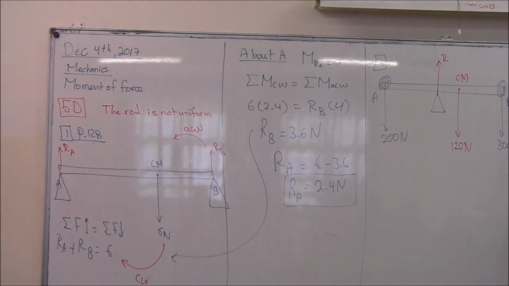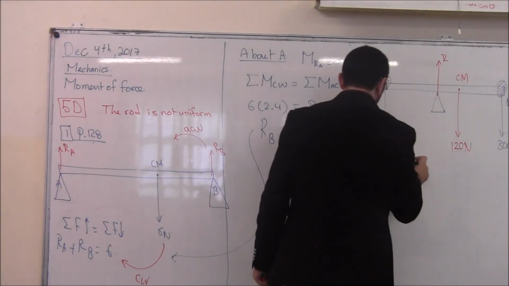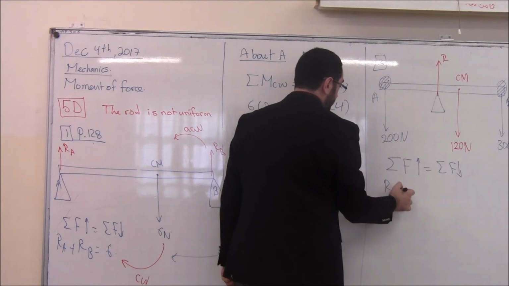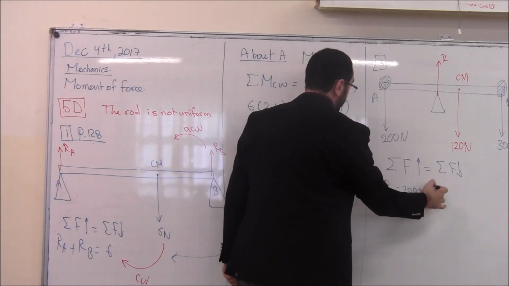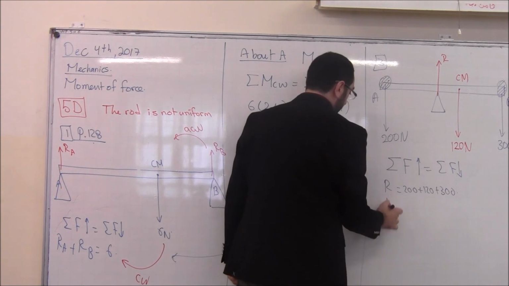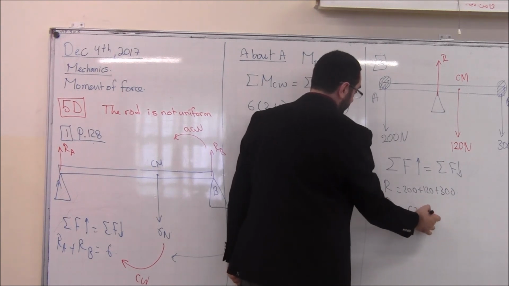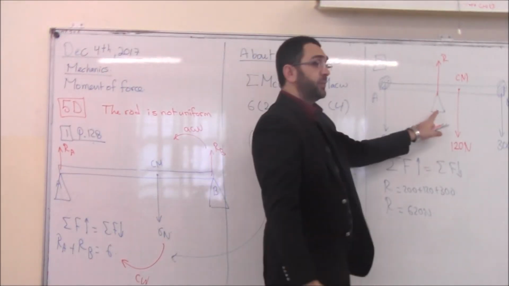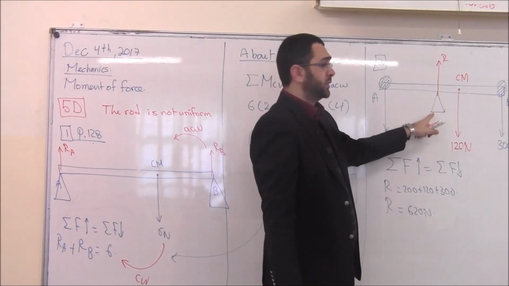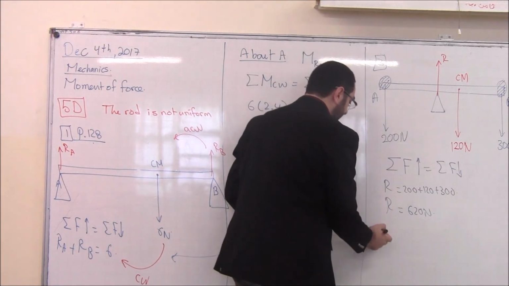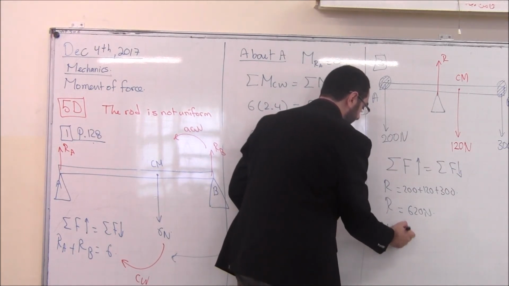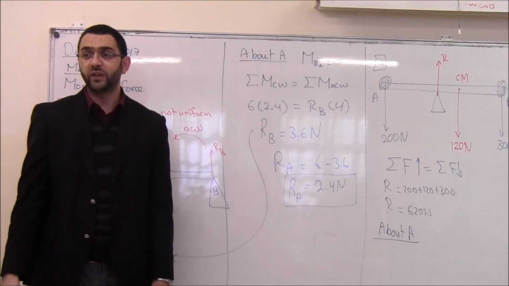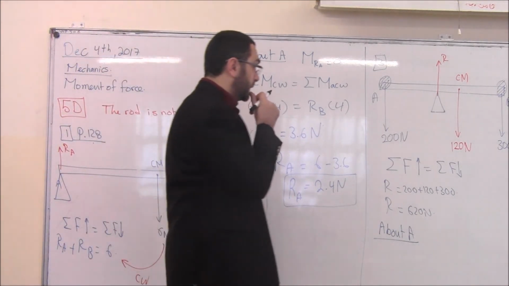So what do we have to do now? First of all, sum of forces up equals sum of forces down. R equals 200 plus 120 plus 300. R equals 620 newtons. This is not the pivot; we can't take it as a pivot. I will take the moment about A or B, no matter, one of the ends, because the position of the center of mass is unknown.